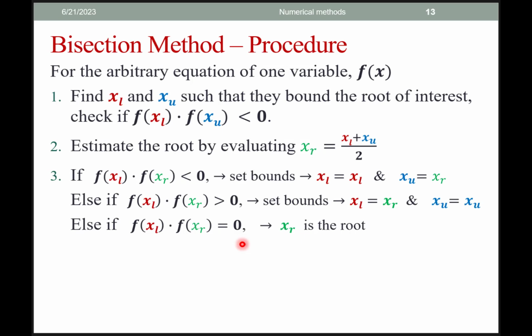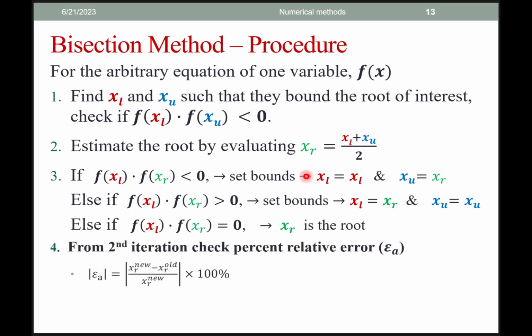Right, so XR would be the root in this case. If we're updating the bounds and then we move on to the second iteration, starting from the second iteration, when you calculate the new estimated root, XR, then we can start using this calculation here to find the percent relative error for the given process or iteration steps that we are doing.